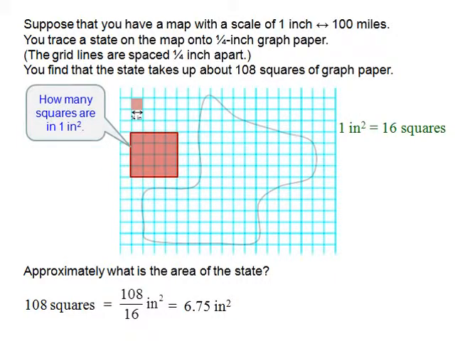Okay, now let's continue. We are supposed to convert 6.75 inch squares into mile square, right? The actual area of the state. So how do we do that? Of course we need to find out 1 inch square represents how many miles square. Do you think 1 inch square is equal to 100 miles square?